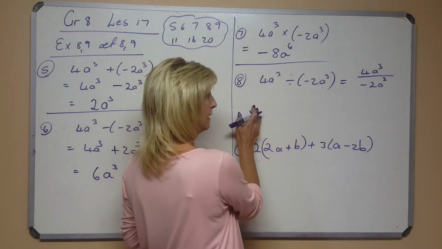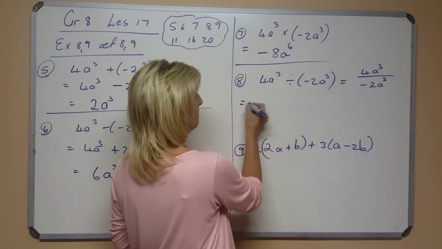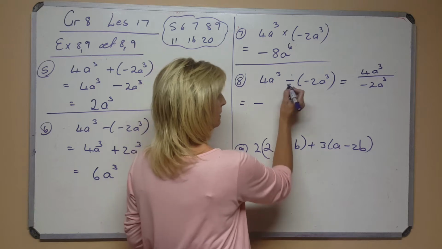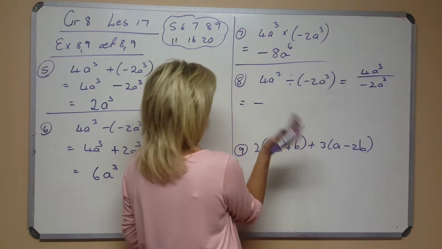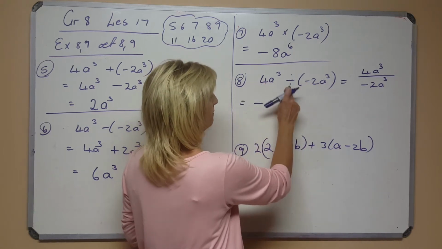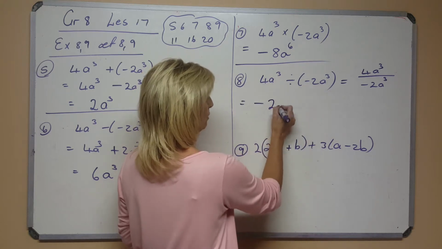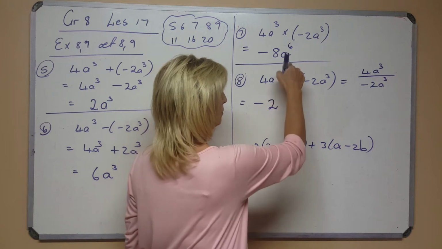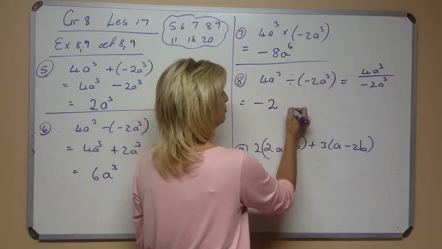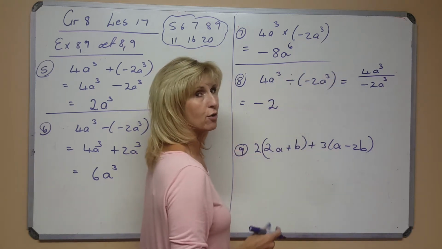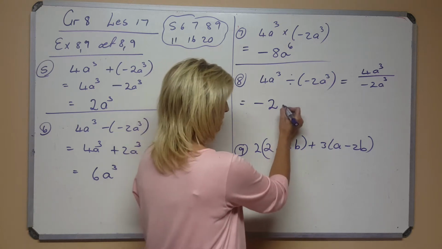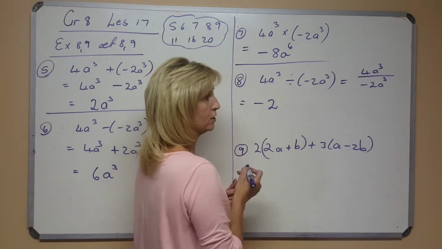If you didn't write it that way, you'd say a plus divided by a minus is a minus. 4 divided by 2 is 2. And when you divide a to the 3 by a to the 3, you subtract exponents to get a to the 0, which you're not going to write. If you write a to the 0, the next step is a is minus 2.